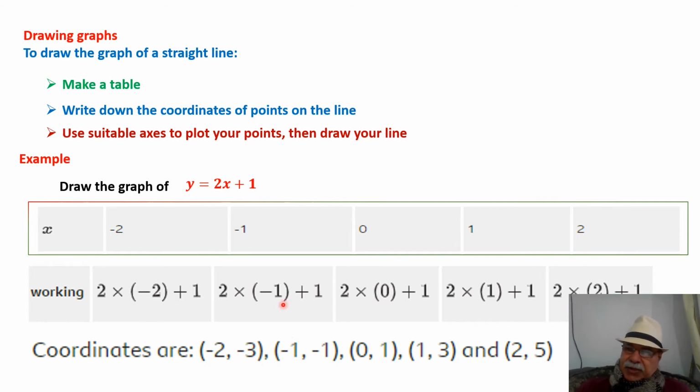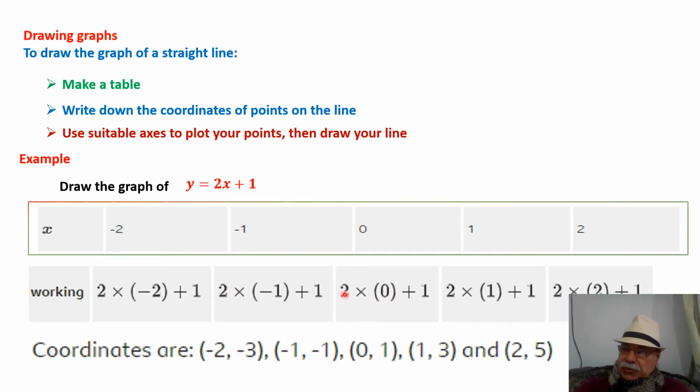Here minus 1 is x. This x is minus 1. 2 times 1 is 2. Minus 2 plus 1 is minus 1. Minus 1. 2 times 1 is 2, minus 2, plus 1 is minus 1. Then 0. 2 times 0 is 0.